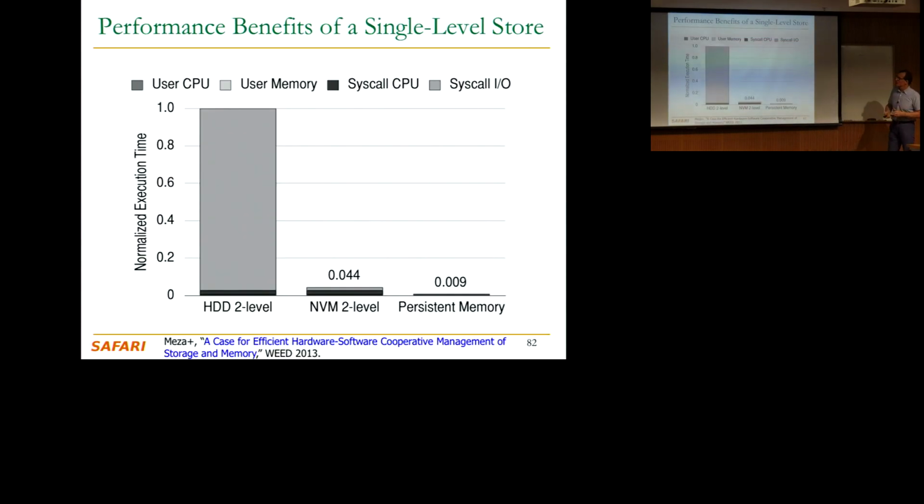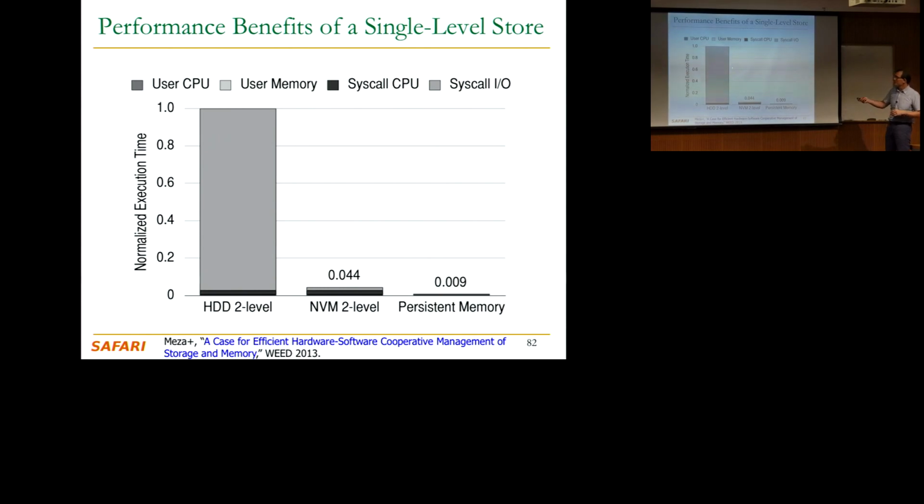Okay, so this is what we get. I don't remember which application it was, but you can read the paper for that. Basically, this is an application that's very I/O intensive. It opens a lot of files. It does a lot of quick manipulation on the files. And this is the execution time on a hard disk-based system. This is two-level storage. As you can see, most of the time is actually spent on hard disk access.